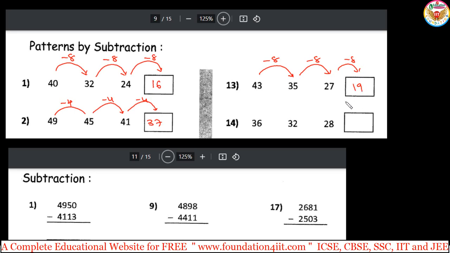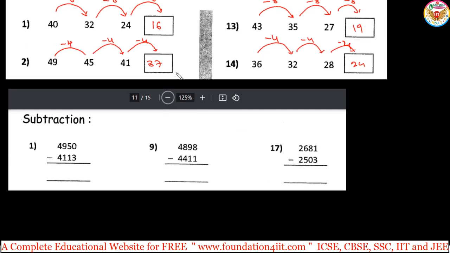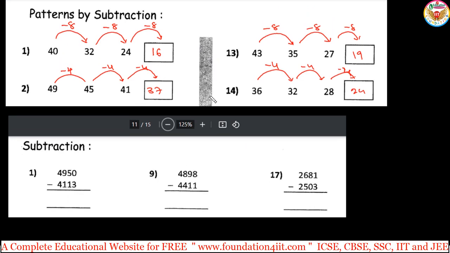Reverse also you can do: 19 plus 8 is 27, 35, 43, and so on. But we need to do the subtraction pattern. Next here is minus 4. Observe now, minus 4. Say minus 4 should be. So 24. Okay, this pattern you can do from this page. You have continuation pages, page number 10 also the same.